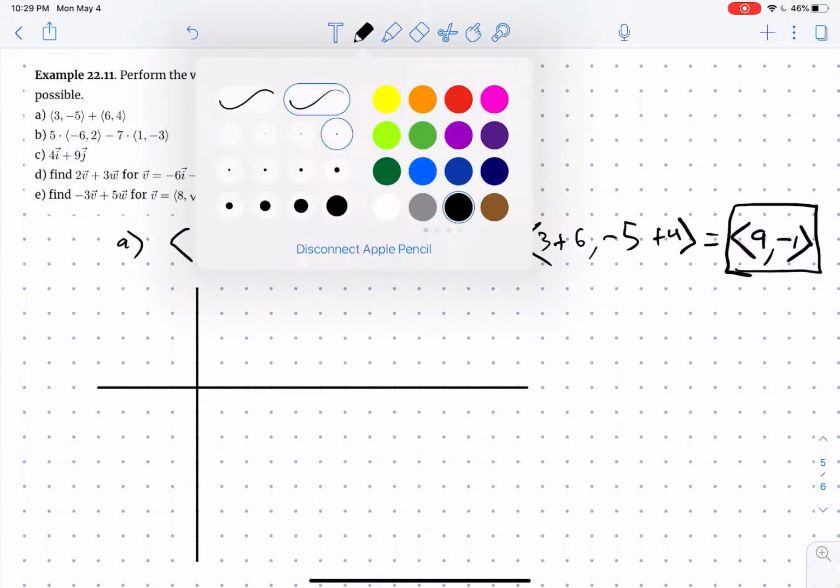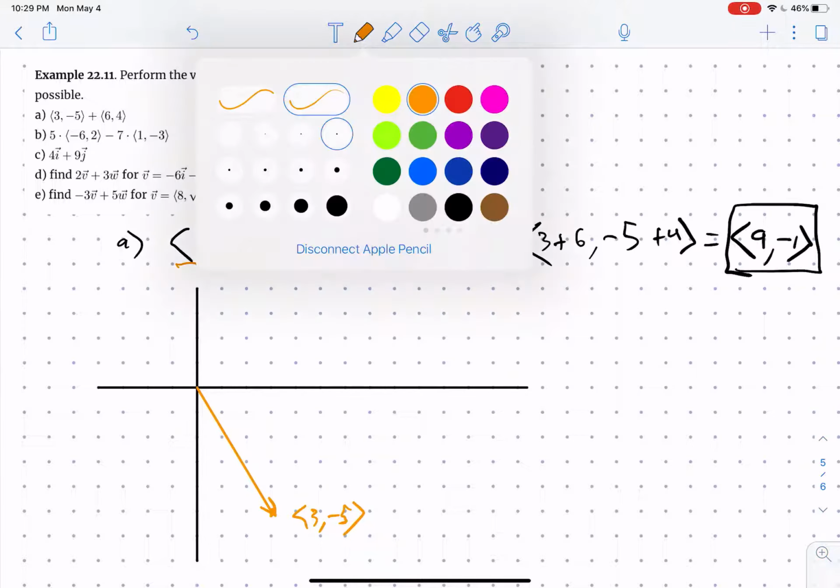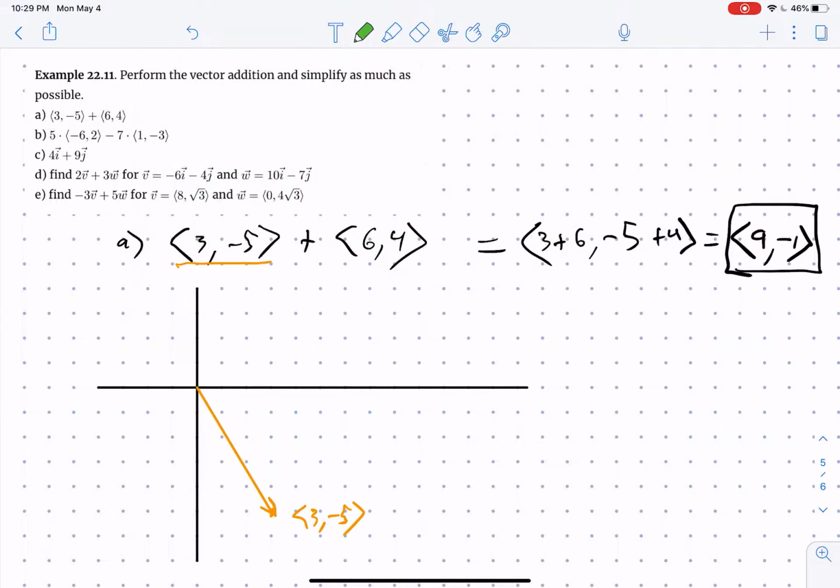Let's go ahead and draw these guys. So I'm going to draw the first one, that (3, -5) in orange. And 3, let's see, 1, 2, 3, and -5, 1, 2, 3, 4, 5. That one is down here. Okay, this is the vector (3, -5). And then let's go ahead and take a look at the vector (6, 4). For that one, we go over 1, 2, 3, 4, 5, 6, and up 1, 2, 3, 4. That's going to go right about there.